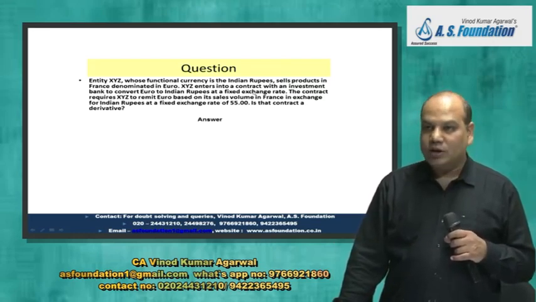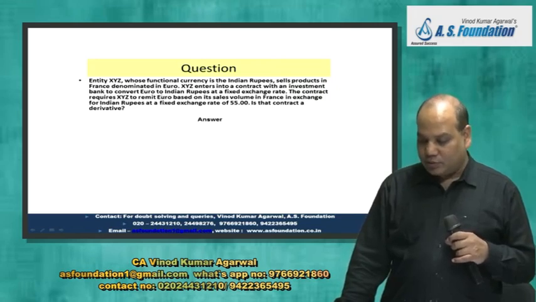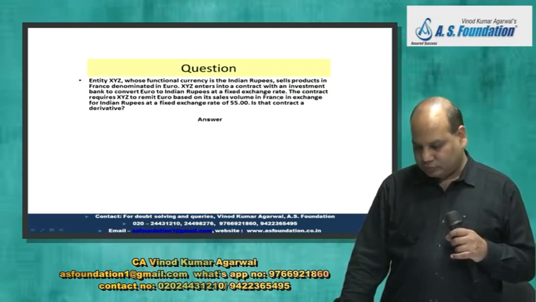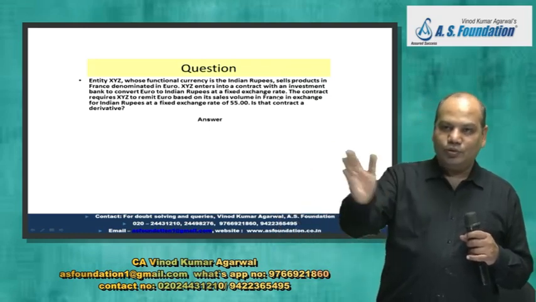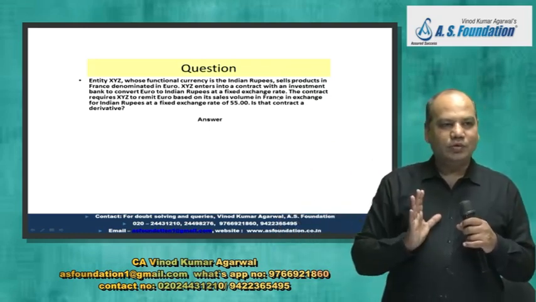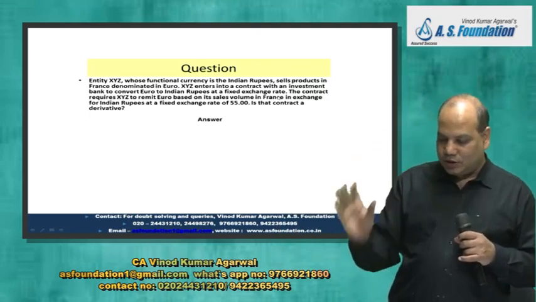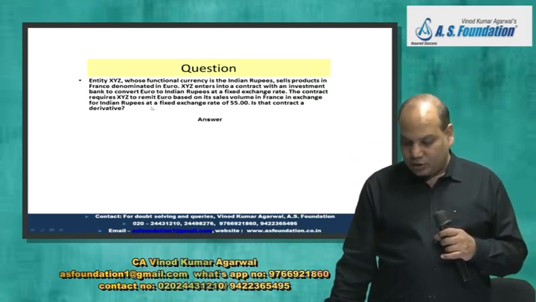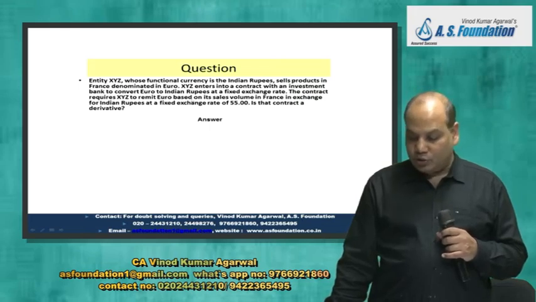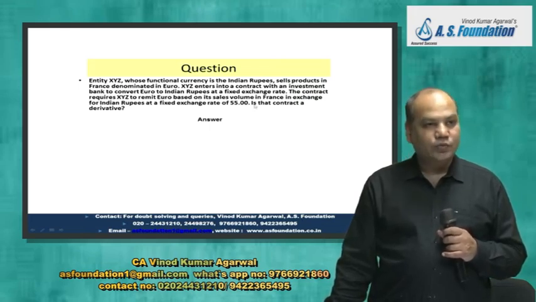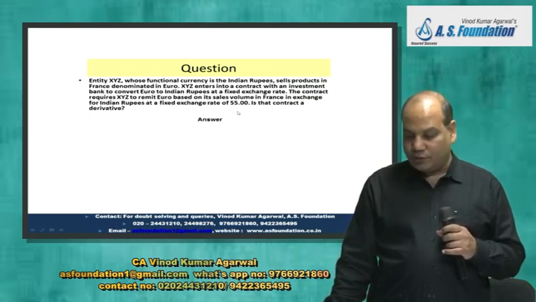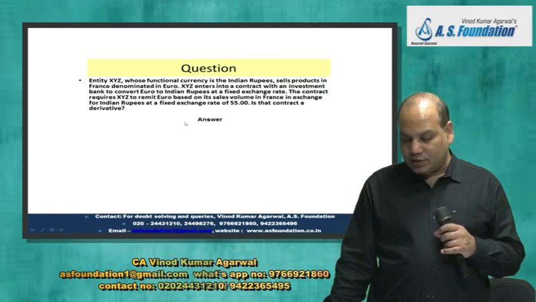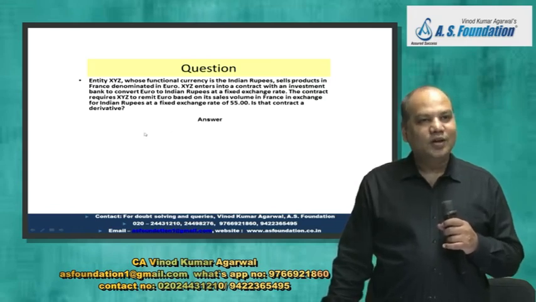XYZ enters into a contract with an investment bank to convert euro to Indian rupee at a fixed exchange rate. So they took a forward contract that we will deliver you euro and you deliver us rupees at a certain exchange rate which they have agreed. The contract requires XYZ to remit euro based on its sales volume in France in exchange for Indian rupee at a fixed exchange rate of 55 rupees per euro. Is this contract a derivative?